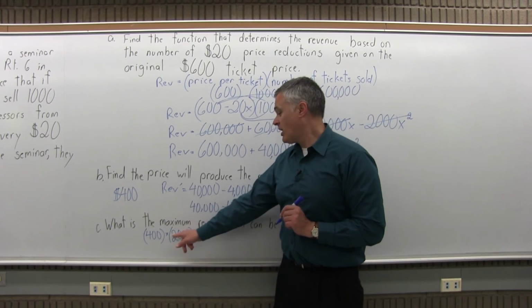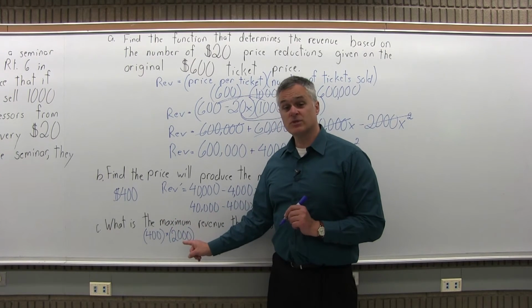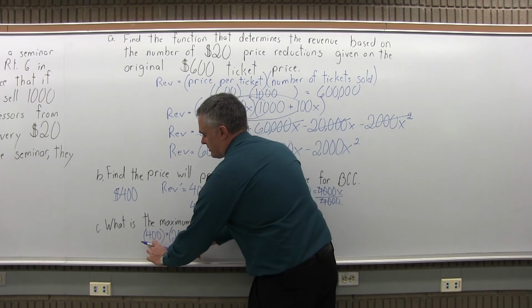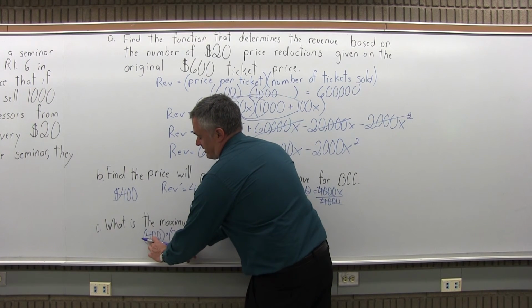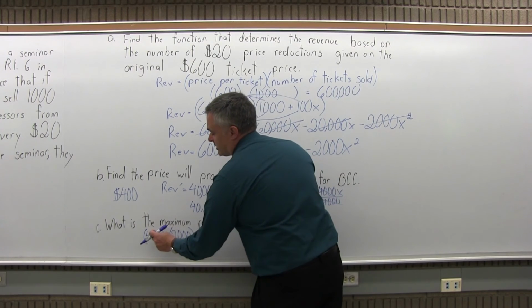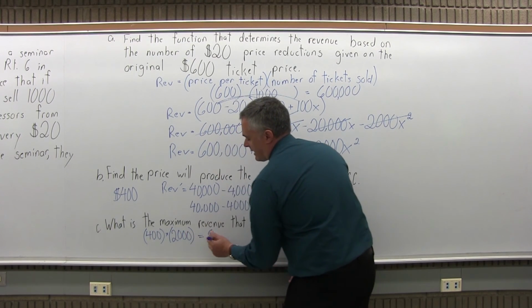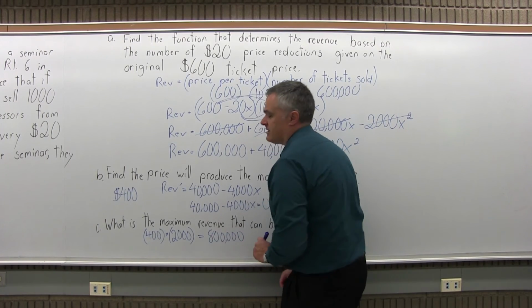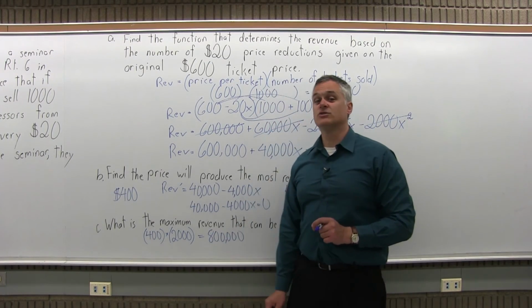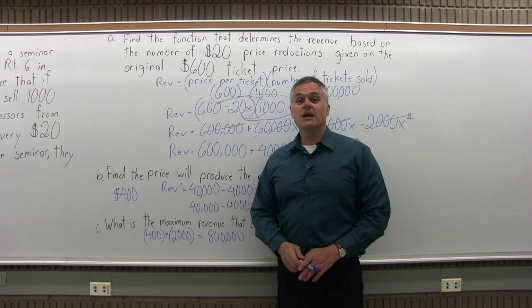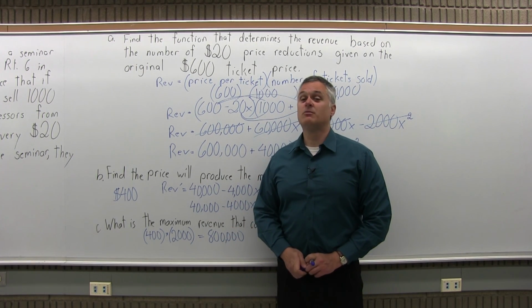So now $400 per ticket times 2,000 tickets sold. Again, that's a big multiplication. Ignore the zeros briefly, or just do it on a calculator, which is just as good. 4 times 2 is 8. How many zeros did we ignore? 1, 2, 3, 4, 5. So you put in 1, 2, 3, 4, 5 zeros. That's a revenue of $800,000. So that's pretty good. Instead of making $600,000, you can make $800,000. That's the most you can make.